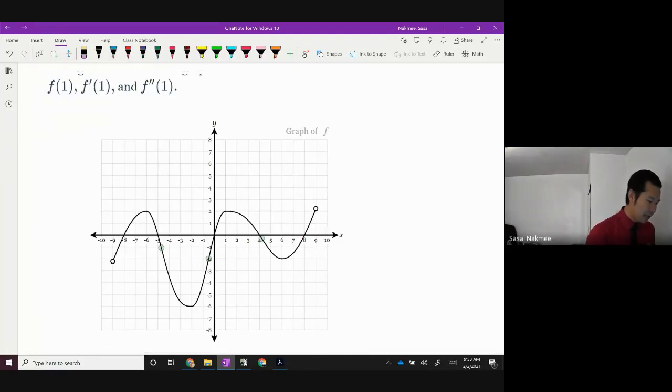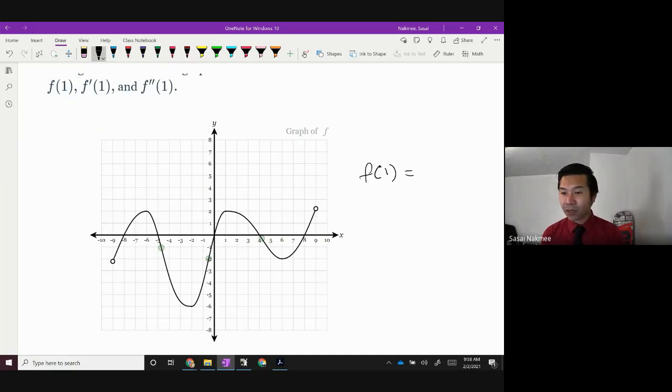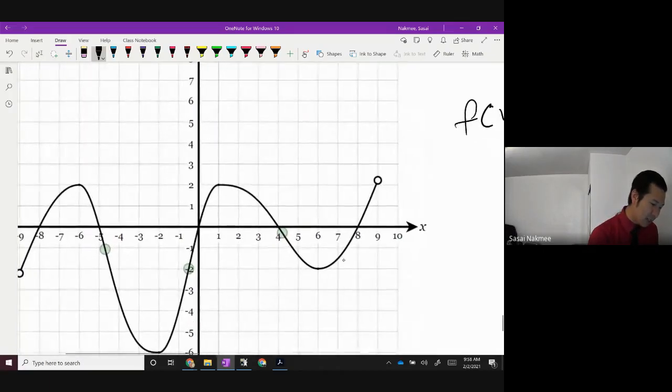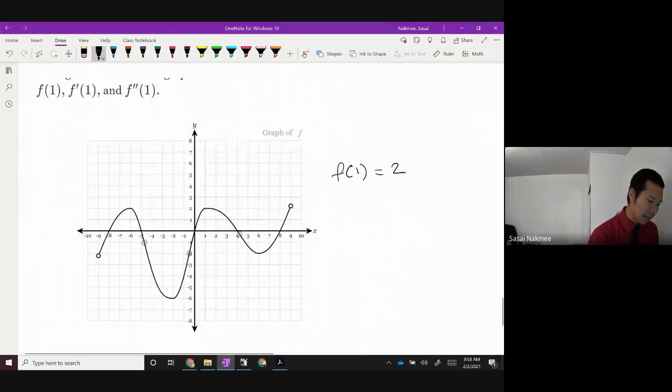So f of 1, what can you tell me about f of 1? Don't overthink this. What is f of 1, just by looking at this graph? Local max. Yeah, that's true. It is a local max, and it has an output value of 2. Very good, Brian. Monica's saying that it looks like a local max, and if I zoom in there, it kind of does. It looks like it's increasing, changing to decreasing at that point, doesn't it?